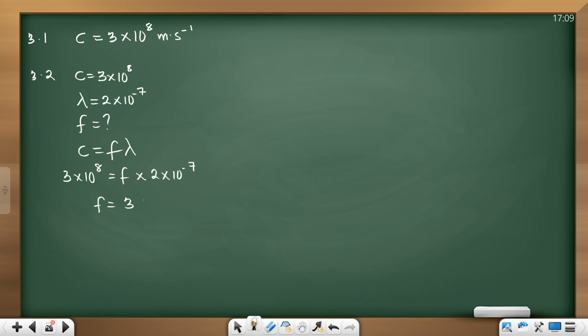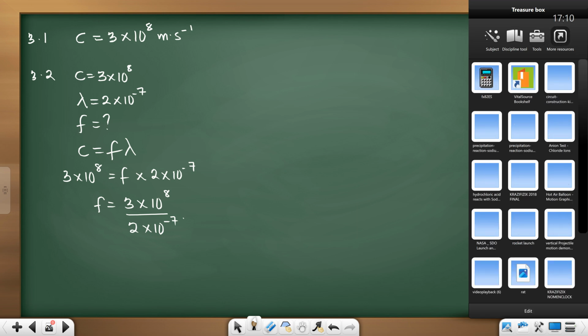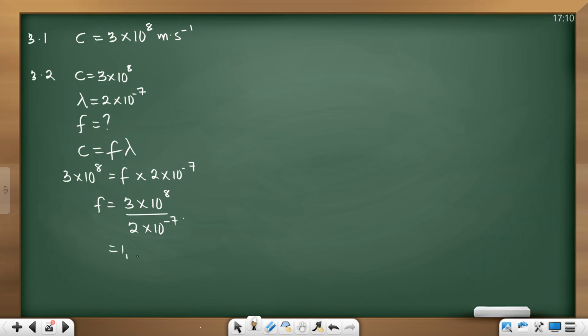So what would you do? Please, I want to advise you, use this button on the calculator. Let me show you my own calculator. Please, when it comes to exponents, use this button. So 3 times 10 to the power 8 over 2 times 10 to the power negative 7. 1,5 times 10 to the power 15. And what is the unit? Hertz.